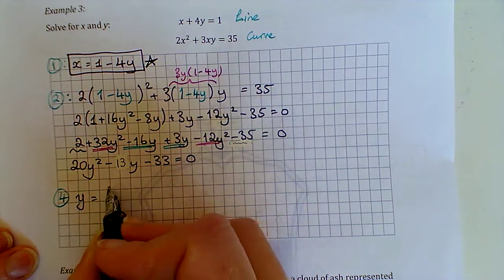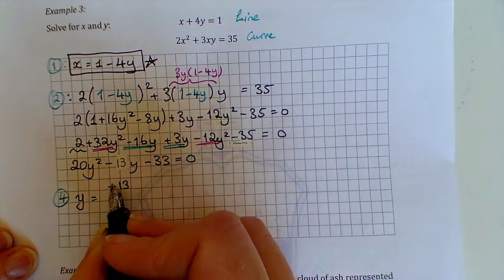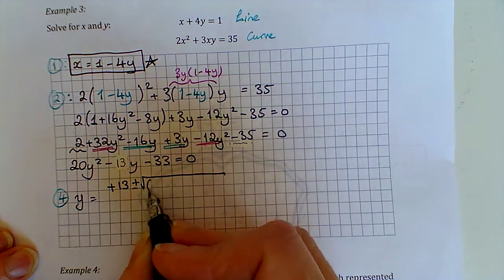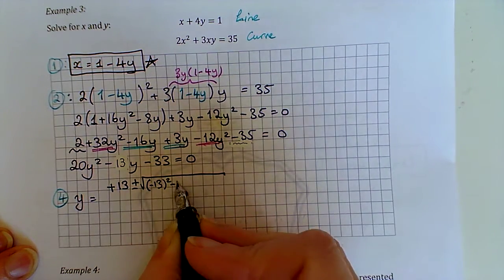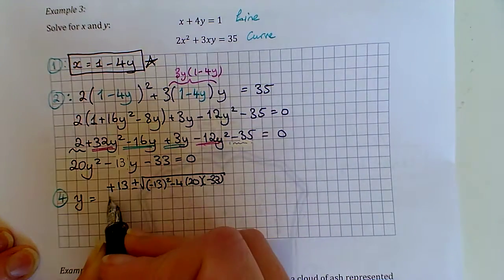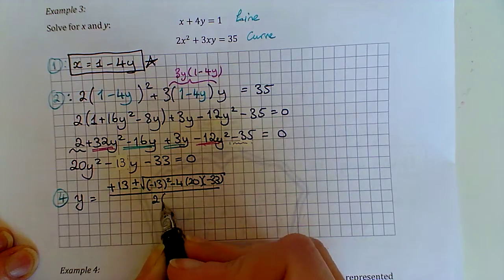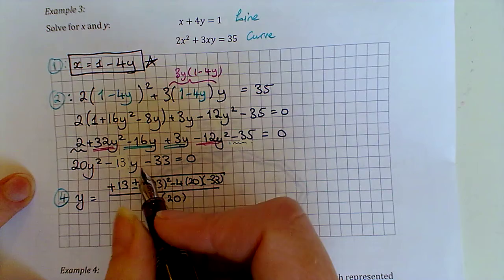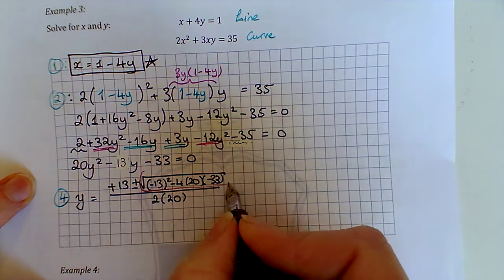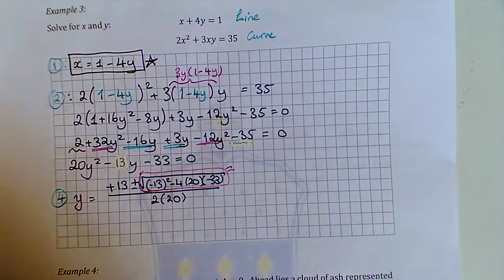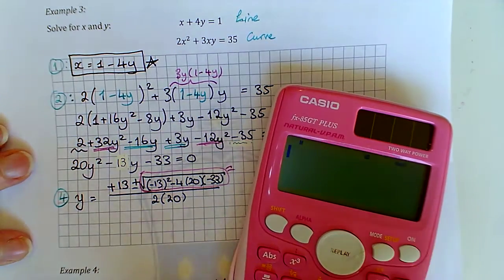Y will be minus b, minus a minus 13 is plus 13, plus or minus the square root of b squared minus 4ac all over 2a. And then this part, I'm going to put it into my calculator, including the square root sign, all in one go, and see what it simplifies to.